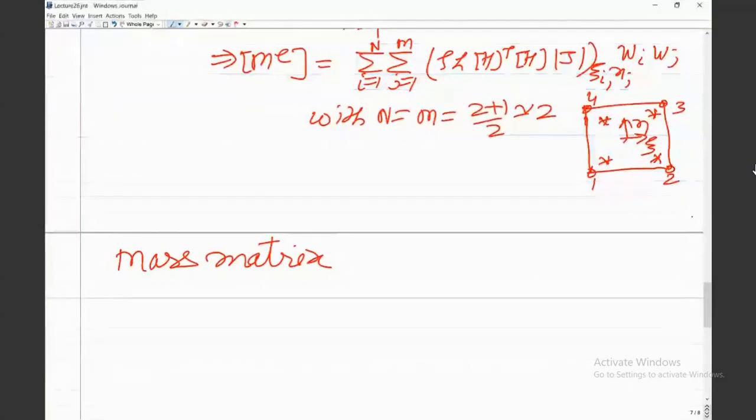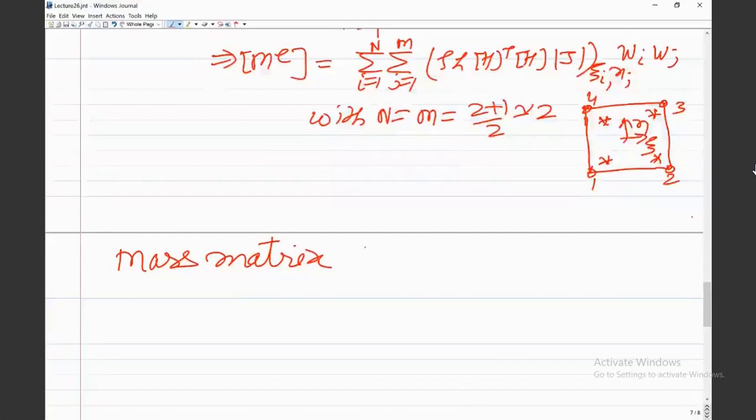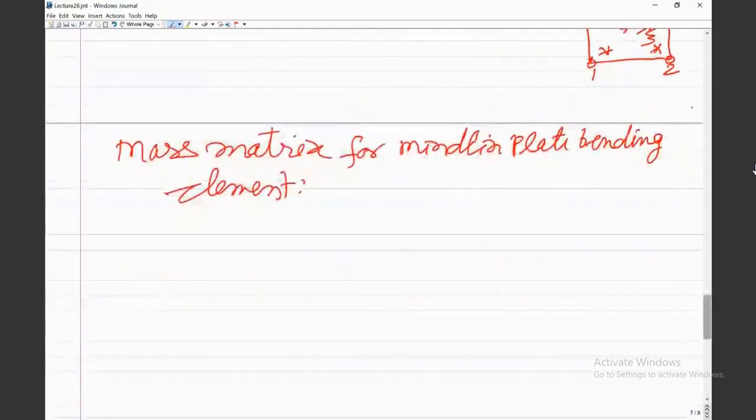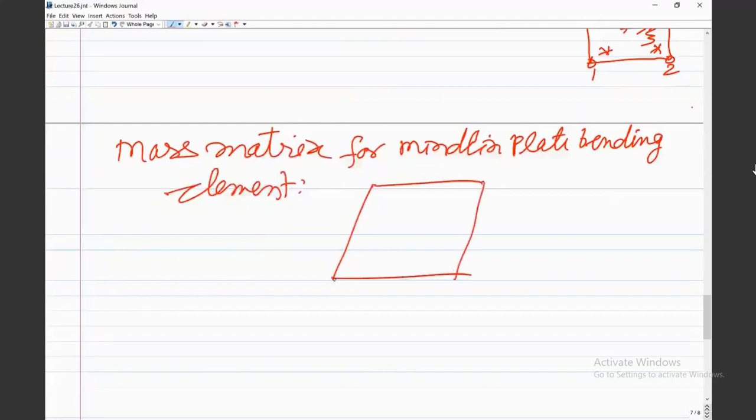Okay. So the mass matrix, so this is standard procedure actually. Now like this, you can develop the mass matrix for any structural element. So mass matrix for a Mindlin plate bending element. So now we have already discussed for the static case. So you already know what the assumptions made in this are, how the displacement field is approximated within the element.